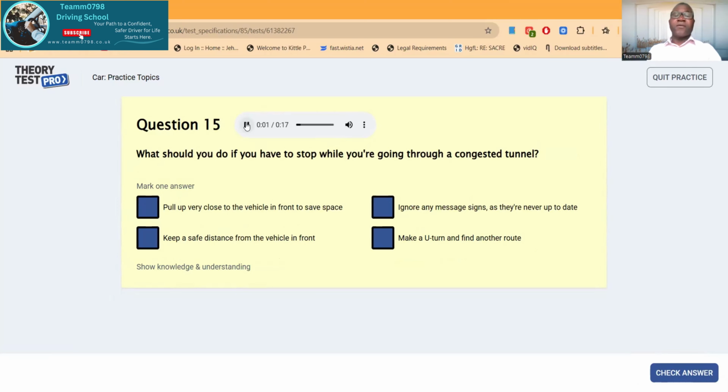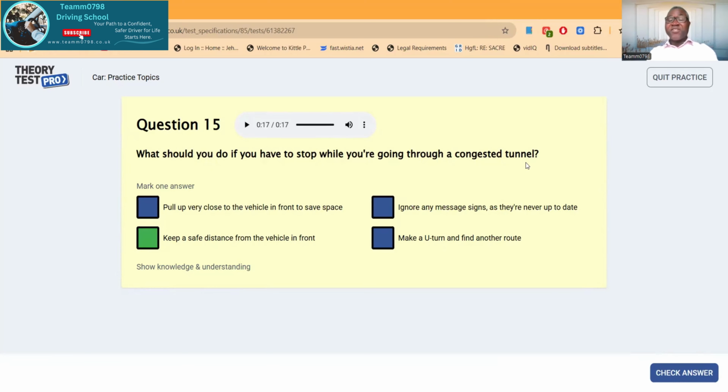What should you do if you have to stop while you're going through a congested tunnel? Pull up very close to the vehicle in front to save space. Ignore any message signs, as they're never up to date. Keep a safe distance from the vehicle in front. Make a U-turn and find another route. Can you make a U-turn in the congested tunnel?